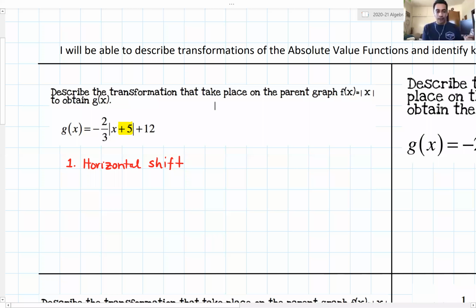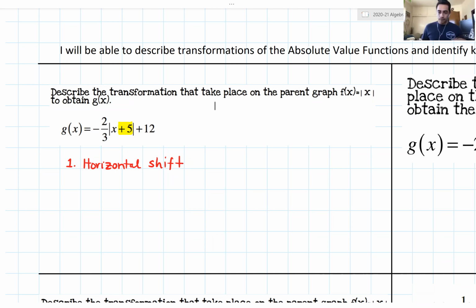And you want to use that language. You don't want to say slide, you don't want to say move. You want to talk about horizontal shift because that's a very technical term that indicates you are moving the entire absolute value function as one solid piece, either to the left or to the right. And then you indicate how many spaces. So we're going to say horizontal shift. What can you tell me? Which direction? Horizontal shift 5 units left or 5 units right?